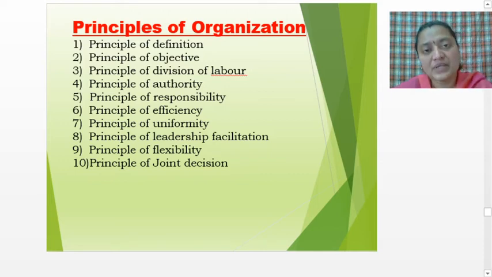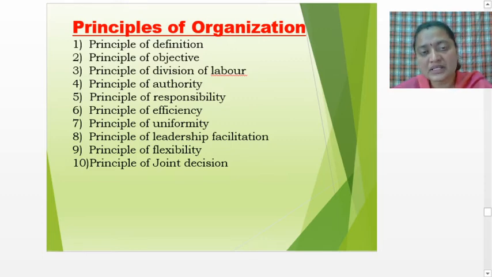The next one, principle of division of labor. Now what do you understand by division of labor? Division of labor means the total work of the organization is divided into different parts and different subparts. It is not possible for a single individual to handle or complete the entire work. Because of that, the work is distributed or divided among all the members who are working in the organization. That is called division of labor.